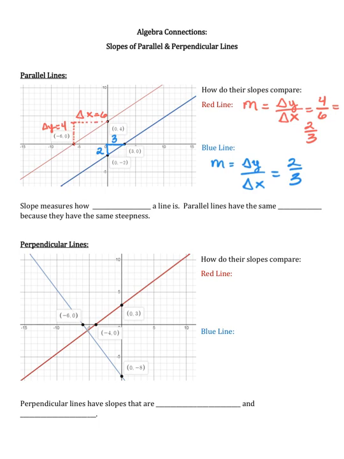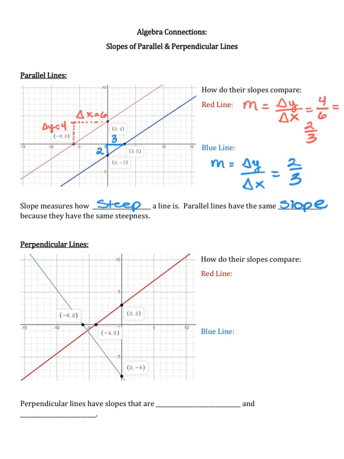The slopes of these two parallel lines are exactly the same. And slope measures how steep a line is. So because parallel lines have the same steepness, they will have the same slope. Now, if we take a look at perpendicular lines, how do their slopes compare?